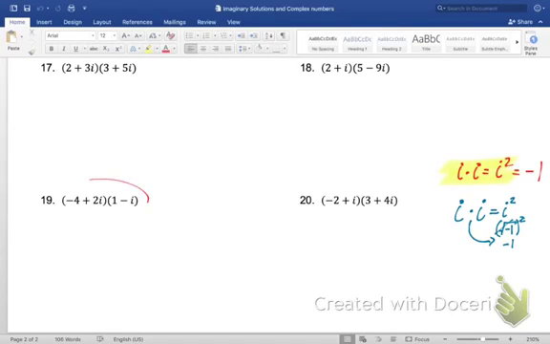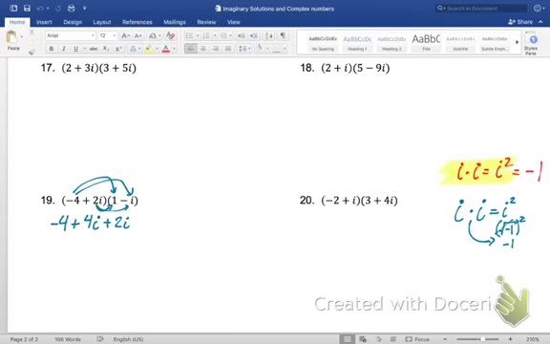Okay, and this is basically FOIL. We're distributing, which is this times this, this times this, this times this, this times this. And then we combine like terms. So I'm going to multiply. -4 times 1 is -4. -4 times -i, negative and negative make a positive, 4i. Now we do the bottom ones. 2i times 1 is plus 2i.